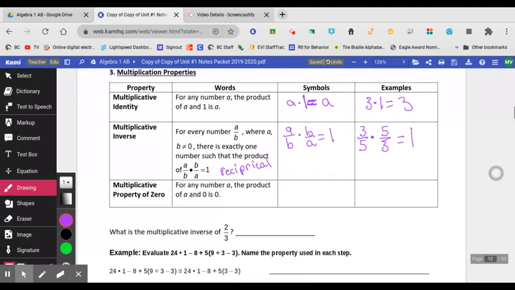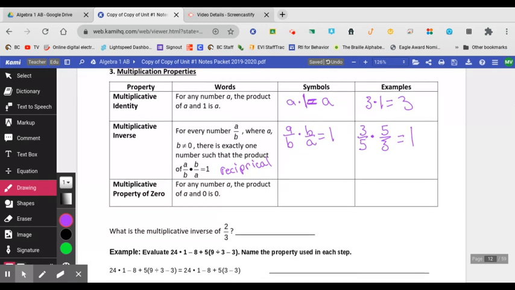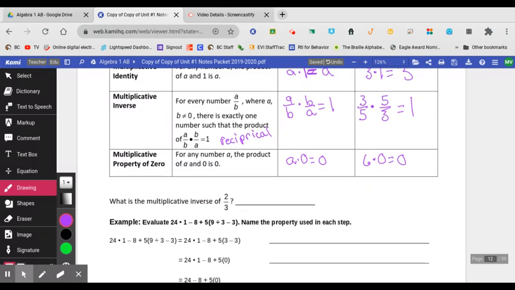Multiplying by 0: anything times 0 is 0. 8 times 0 equals 0. 6 times 0 equals 0. So what is the multiplicative inverse of 2/3? Well, our additive inverse was negative 2/3. Our multiplicative inverse is 3/2. That's where we flip it.